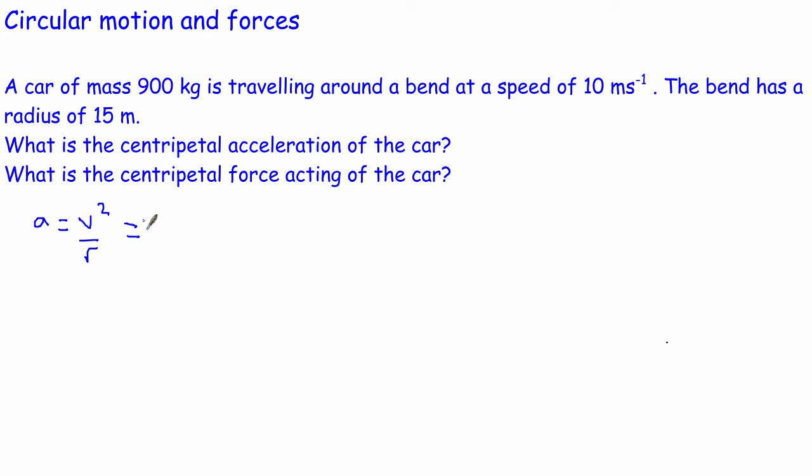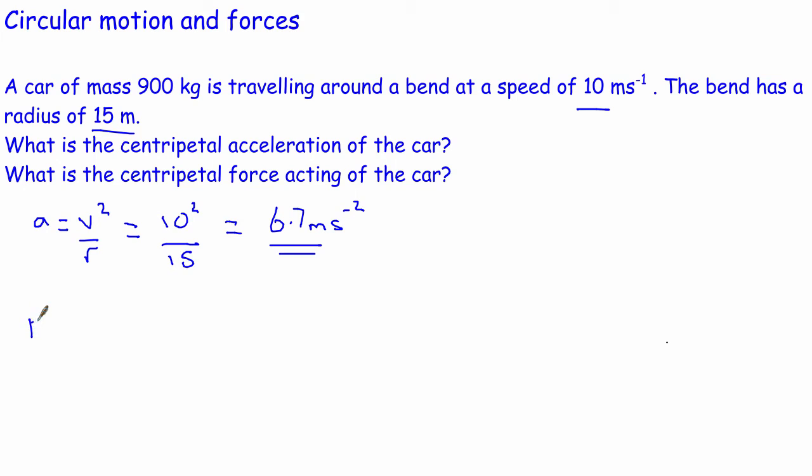So if I just substitute my numbers in here, v is 10, so I have 10 squared. The radius, we're told, is 15 meters, so 15. I put that on my calculator: 10 squared, 100, divided by 15, gives me 6.7 meters per second squared. So that's very straightforward. I would then want to know what the centripetal force is.